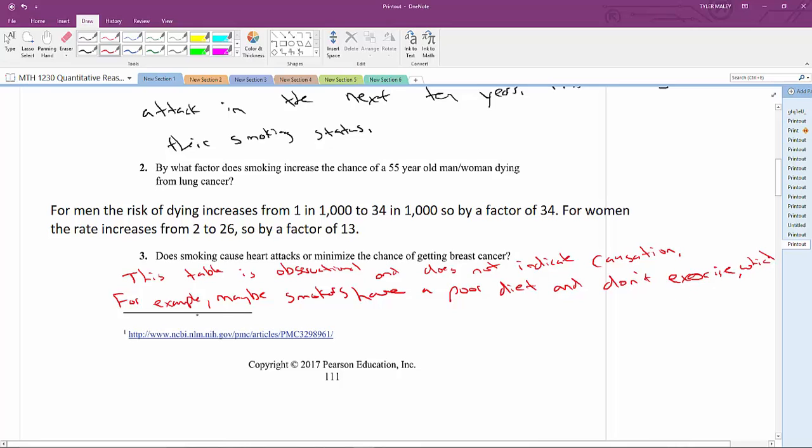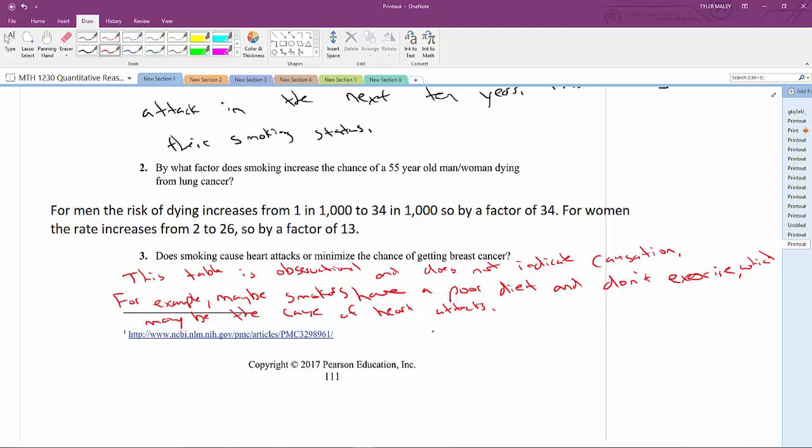Which may be the cause of heart attacks. Right? So in other words, just because someone smokes doesn't necessarily mean they're going to increase the rate of a heart attack. Maybe someone who smokes and has a great diet and exercises regularly, maybe they don't have a high rate of getting a heart attack, right?